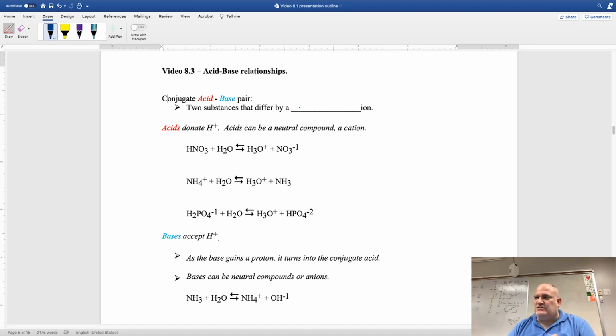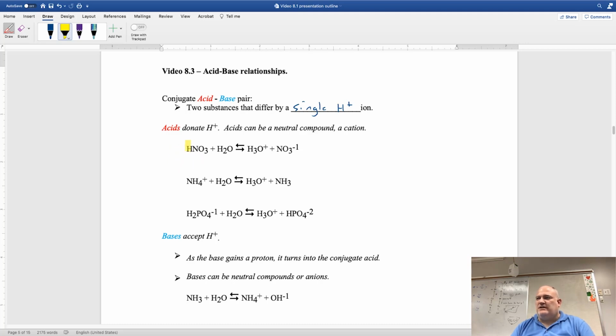It's simply this: two substances that differ by a single H plus. What that simply means is we can look at anything on the reactant side of a reaction and compare it to the product side and see whether or not they have changed by a single H plus. So let's do some examples here.